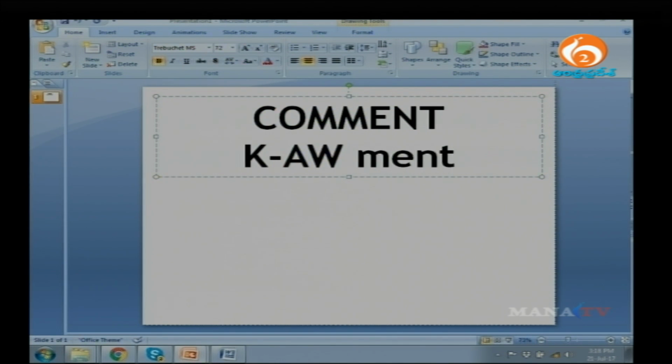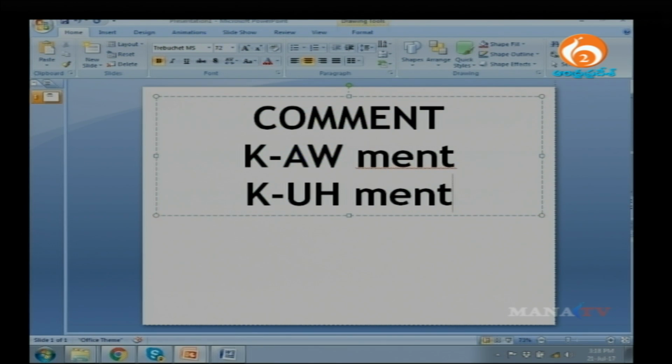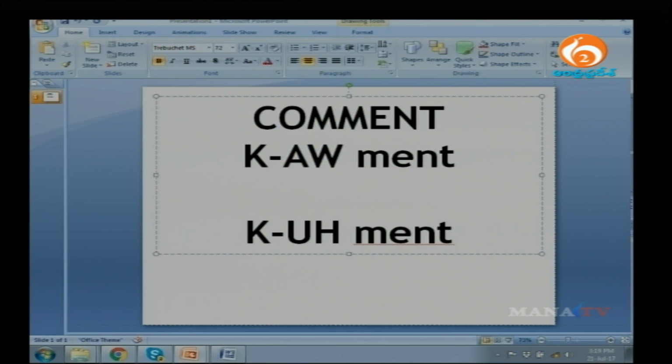One is comment, the other one is comment. One is comment and one is comment. What is the difference? So please don't mix it up. Alright.